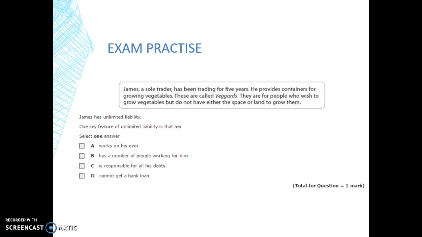So have a go at the exam practice question. Make sure you really understand the difference between limited and unlimited, and make some of your own visual representations of those, and make sure you're aware of the advantages and disadvantages, and you should be absolutely fine for any questions that are thrown at you in the exam.